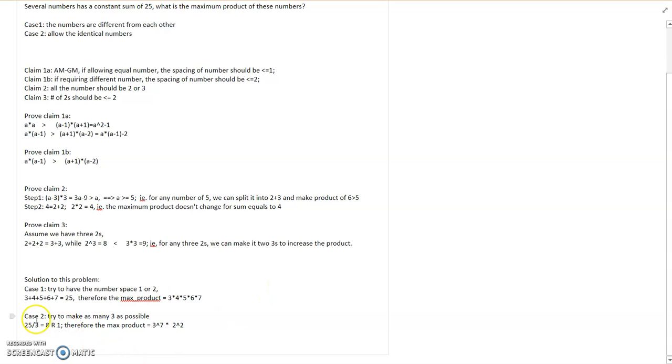Okay, then in case 2, we try to use as many 3's as possible, right? So 25 divided by 3 is 8 remainder 1. So we have another 3 becoming a 4, which is 2 squared. So it is 3 to the 7 times 2 to the 2. So that's all. Thank you.